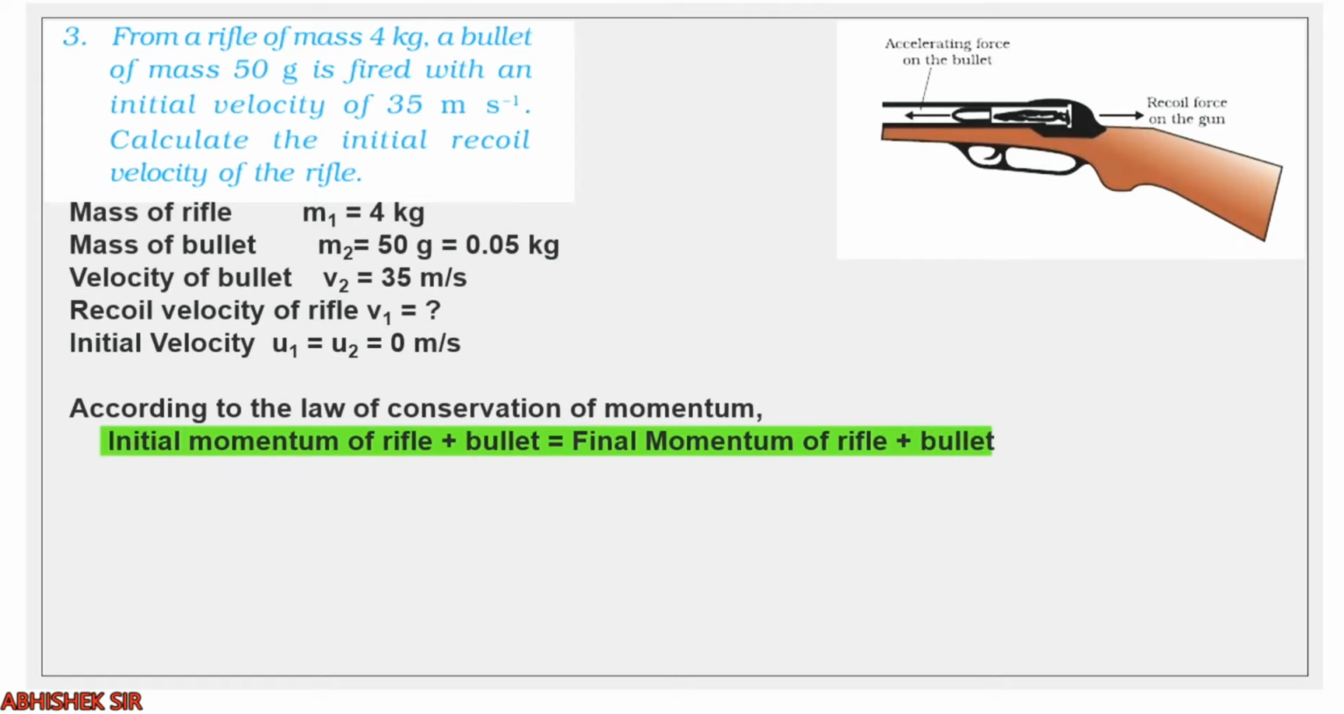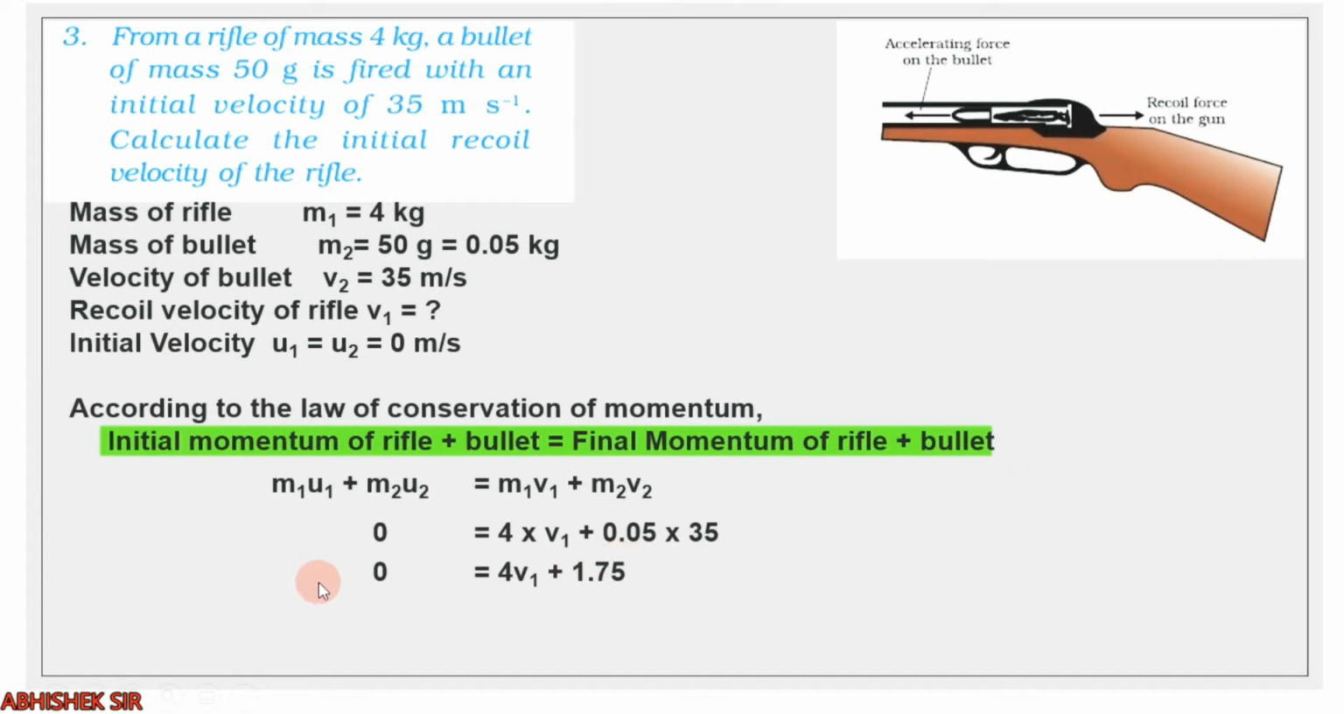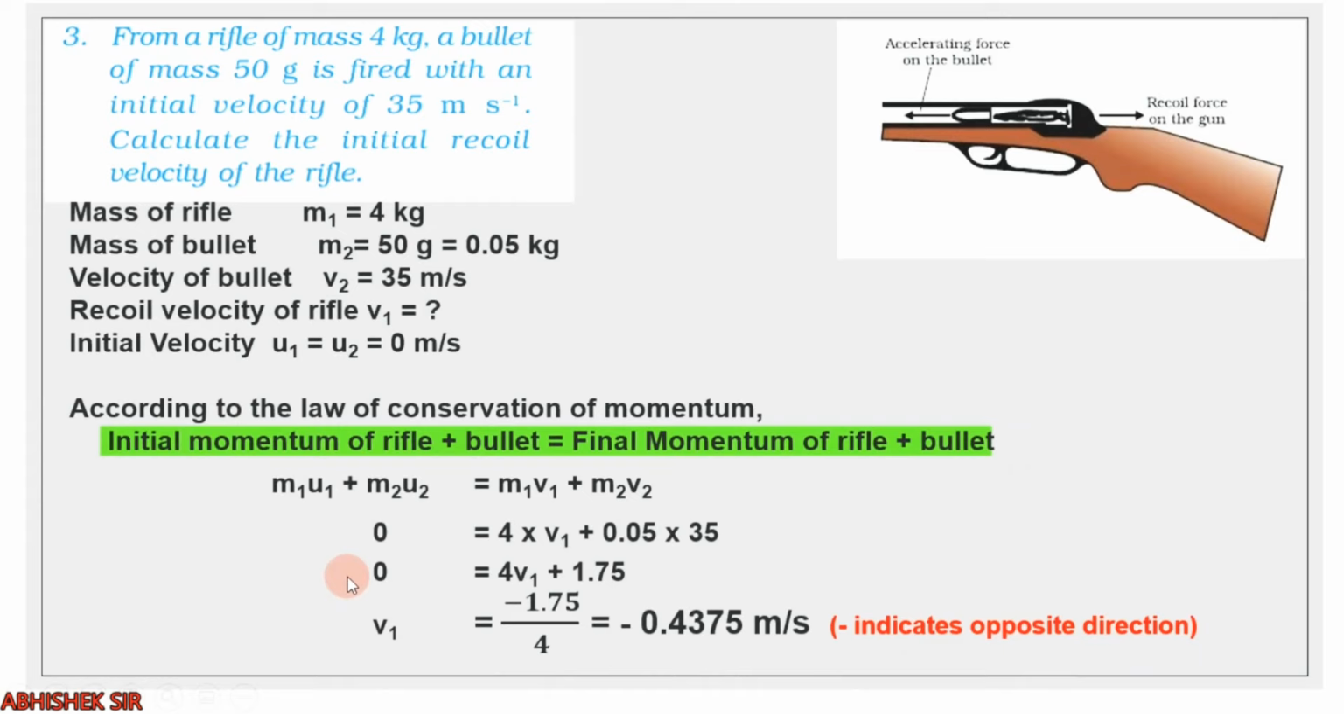That is, the initial momentum of the rifle plus bullet equals the final momentum. So M1U1 plus M2U2 equals M1V1 plus M2V2. Now putting all the values, as initial U1 and U2 are 0, the whole left hand side is 0. M1 is 4, V1 is V1, M2 is 0.05, V2 is 35. If you solve this, 0.05 into 35 is 1.75. Let us take 1.75 to this side, so it will become negative. So ultimately we are left with 4V1 equals minus 1.75.